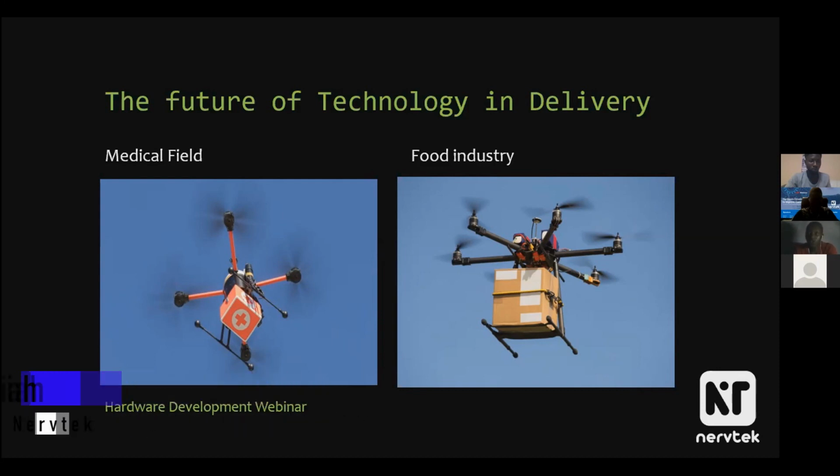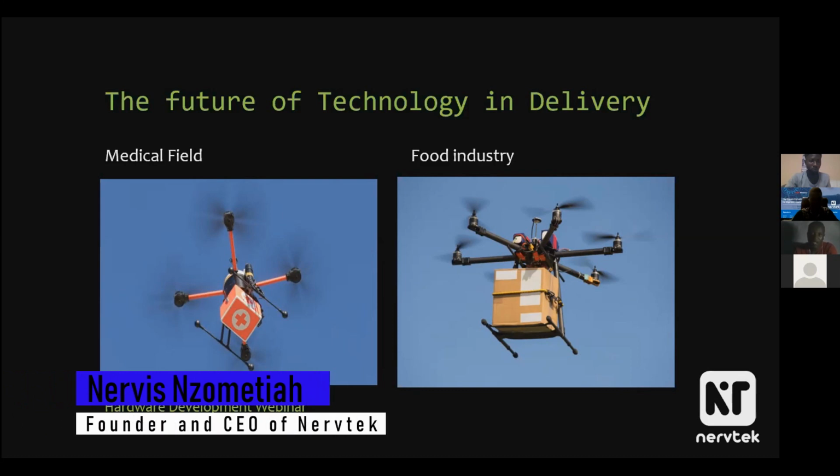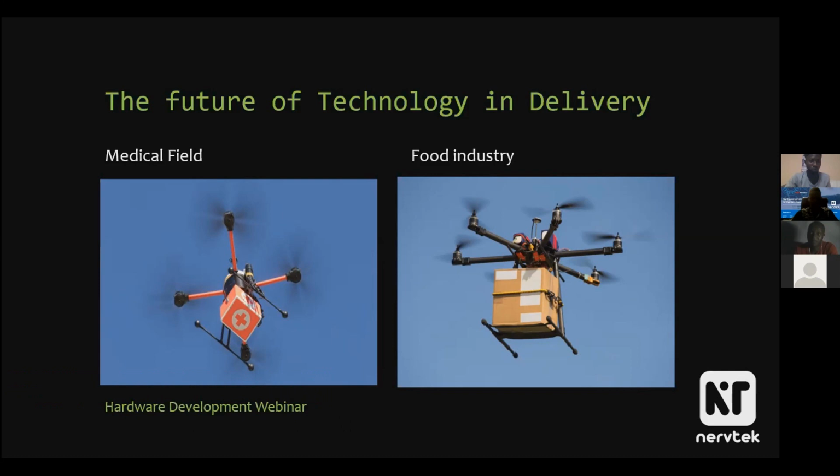You see that drones are helping us now to deliver blood banks and tablets, especially in remote areas. The food industry is also growing very fast, especially in delivery like this, using drones. You see that they are now using drones. You have DHL, you have Amazon. They don't have to bother much about sending people or vehicles. They just have to send drones to remote areas.